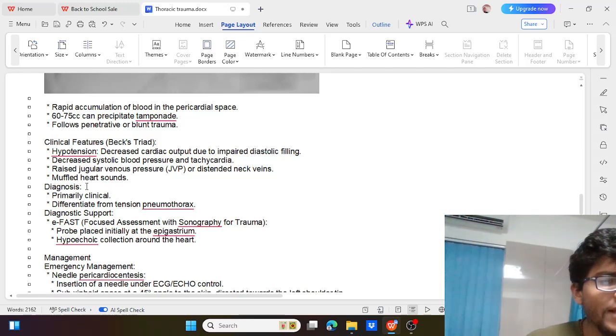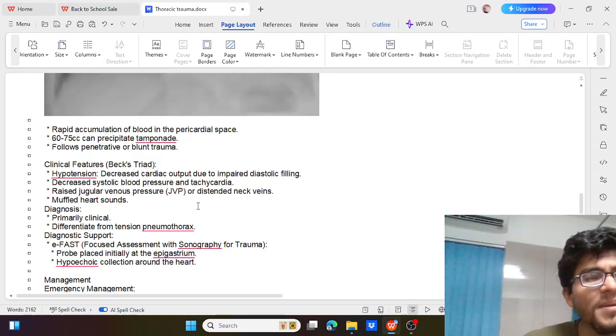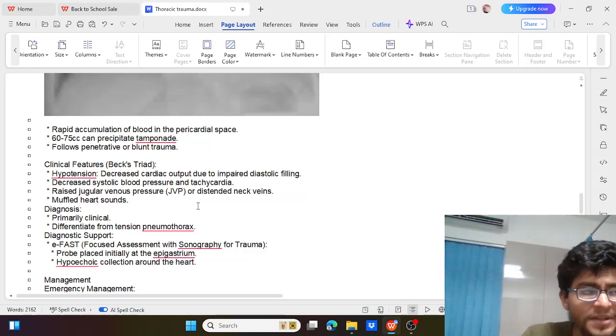Then how do we diagnose? Mainly it is diagnosed clinically, but it has to be differentiated from tension pneumothorax. We have already discussed that here breath sounds will be positive and the percussion will be resonant in the lungs, and in the heart region there will be muffled heart sounds. The cardiac dullness will be increased in percussion.